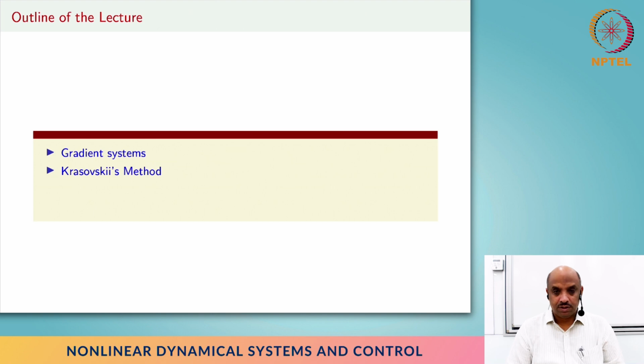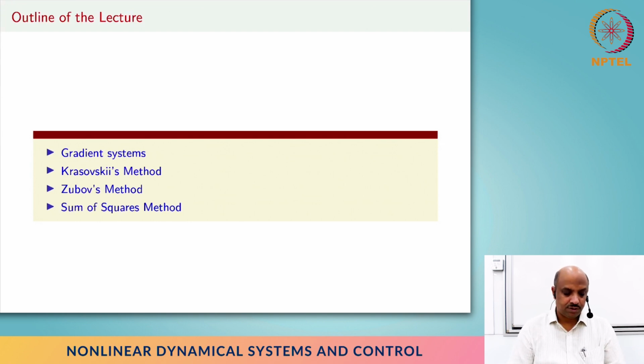So anyway, this lecture is going to first talk about something called gradient systems, then a very specific method called the Krasovskii method, followed by a method called the method of Zubov, and finally an upcoming method. It's a most recent, 20-year-old method called the sum of squares method, which I will just give the idea of here and not really get into too many details. In some sense, it's a straightforward method to understand. To implement it is another thing, right?